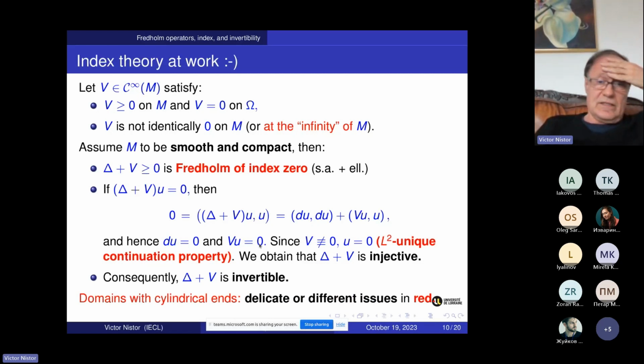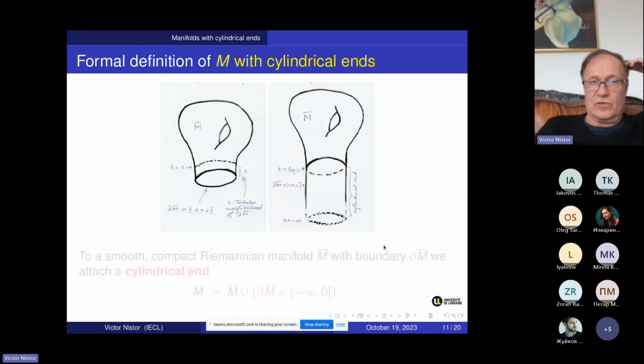Okay, and this carries through to manifolds with cylindrical ends or domains with cylindrical ends, but certain things will not be quite as direct as explained here. And the things that are more difficult or are different are in red. So first of all, we require V to be non-zero also at infinity. That is to be expected. Proving that it's Fredholm of index 0 will not work by the same argument. Well, actually, it may work in this case, but maybe not for other operators. And then, at least for the Stokes operator, this L2 unique continuation property is not so trivial.